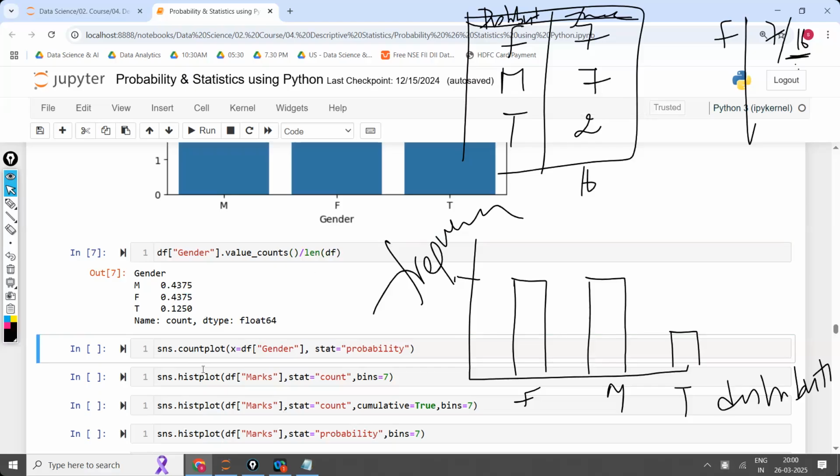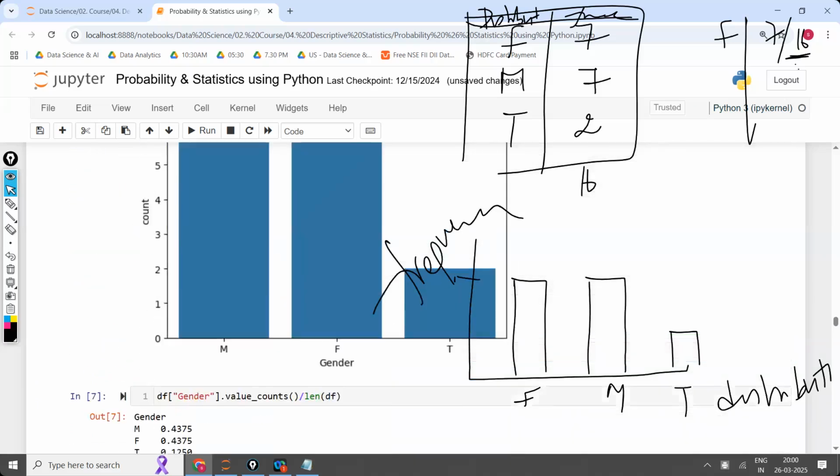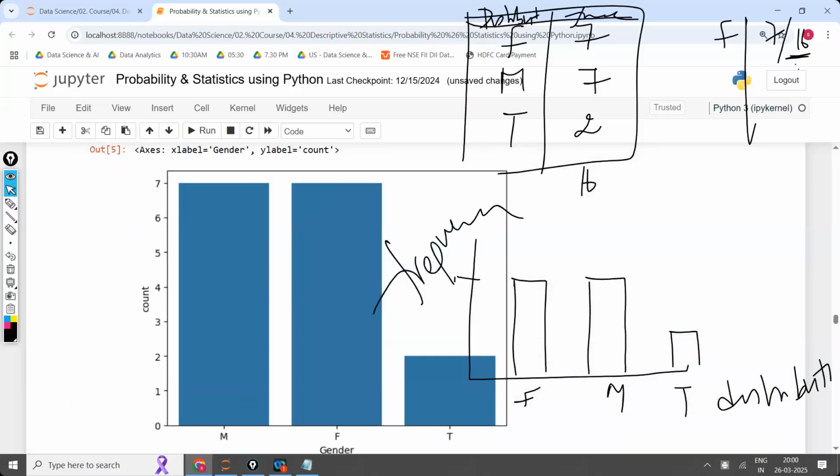Now in the count plot, I am going to write X is equal to gender. X is equal to gender means on X-axis what I am considering? Gender. On the Y-axis, stat is equal to probability. Stat is equal to probability means probability has to be calculated and it has to represent the probability. Now on the Y-axis what is there? Probability. In the earlier Y-axis what is there? Count.